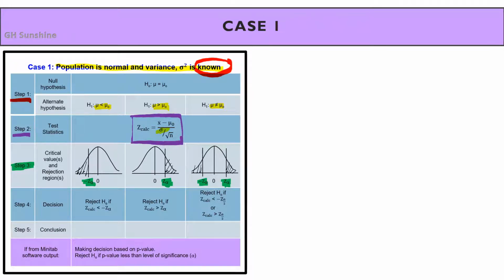Step number 4: make a decision. The decision is either reject H0 or fail to reject H0. And the last one, step number 5: make a conclusion. These are the 5 steps to test the hypothesis if the standard deviation or variance is known. But you must remember that if the values are from Minitab software output, we reject H0 if the p-value is less than alpha.